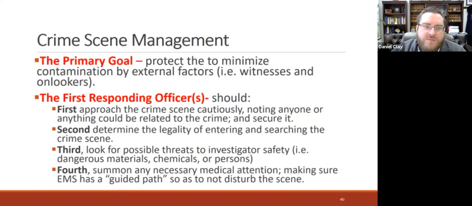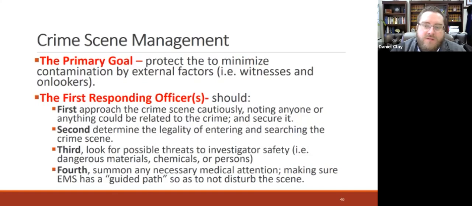If it's a scene that's not an emergency, so we know the murder has already occurred, the perpetrator, whoever it is, has left the area, we find a dump site, something along those lines, then we still want them to approach it cautiously because you never know. And then we have a little bit more of noting anyone or anything that can be related to the crime, securing it, and you kind of begin securing the crime scene as the first responding officer, because you're not there necessarily in an emergency capacity, right?